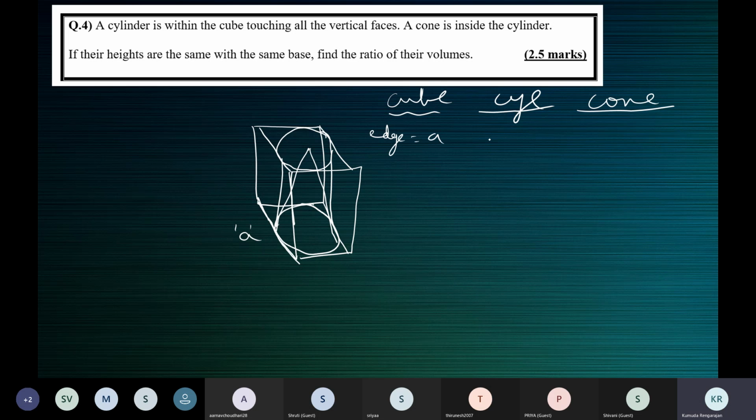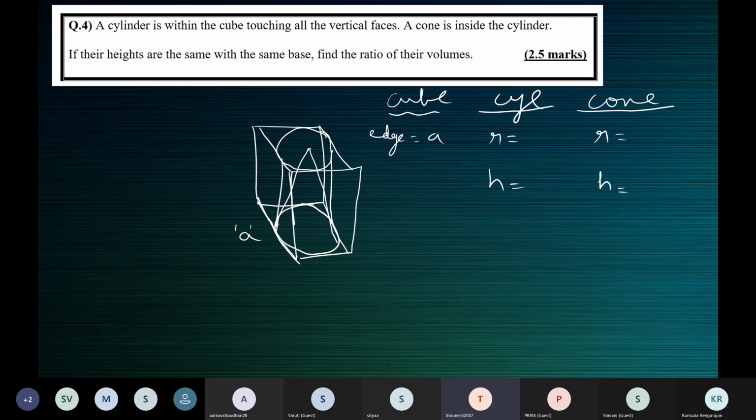For the cylinder, you need radius and height. And the cone also will have the same radius and same height because it's given. That's what is given. Heights of the cone and cylinder, same. Height of the cube, cylinder, cone, all the three same. Radius also same. Now tell me what will be the radius of the cylinder?